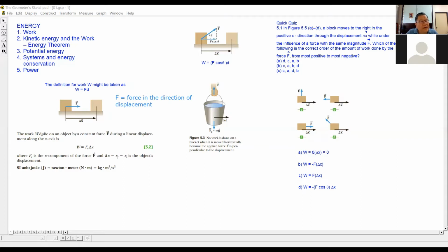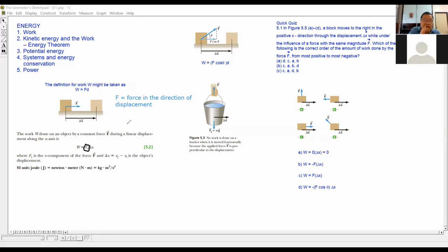From the textbook, the work done on an object by a constant force F during a linear displacement along the x-axis is work equals force multiplied with the displacement. But they put a small x, subscript x, below the F. The F_x indicates the force in the direction of x, right? The force in the direction of x.